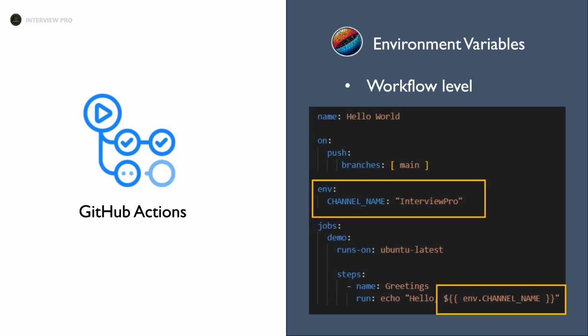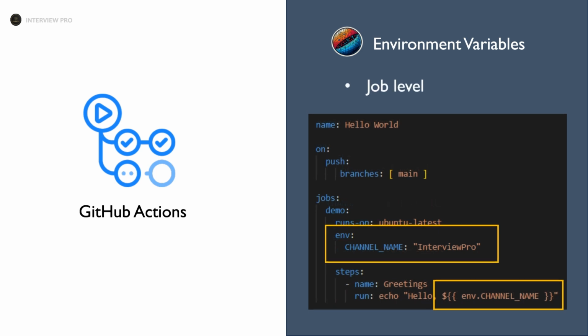Workflow-wide variables. These variables are defined at the top level of the YML file under the env key. These variables are available to all jobs and steps within the workflow. Job level variables. These variables are defined within a specific job under the env key. These variables are available to all steps within that job.